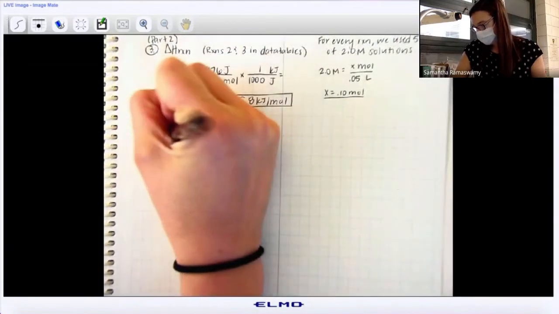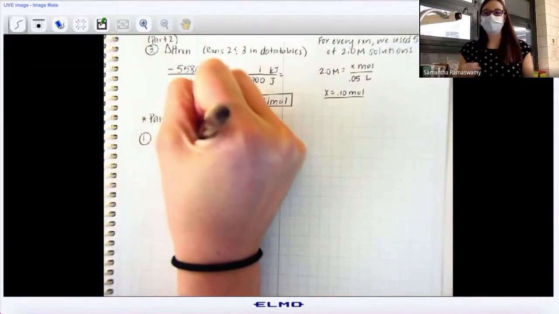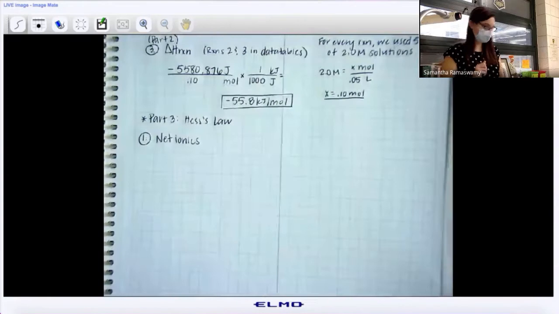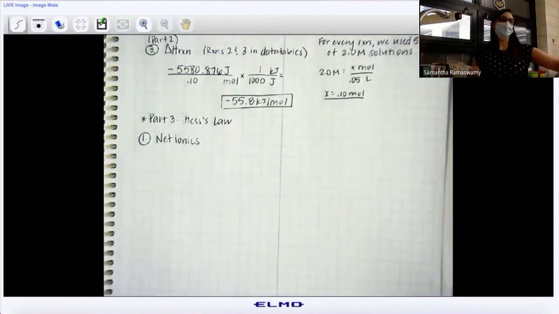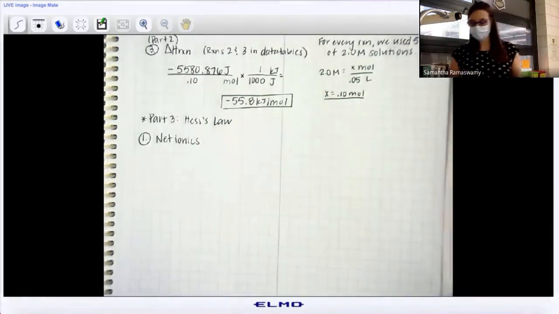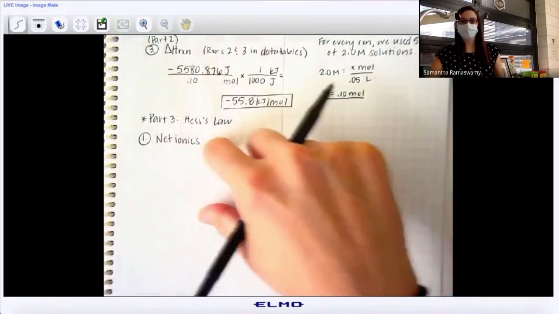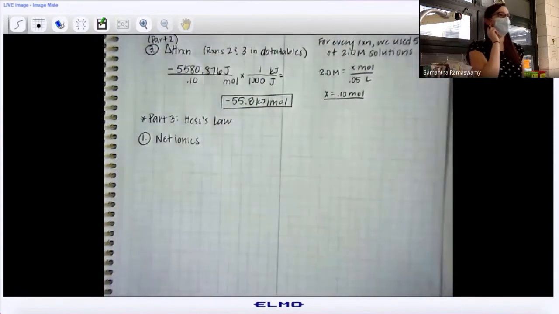So this is going to be, I'll label net ionics. So we get to review net ionic equations. Now, we're going to go through the net ionic equations together. I'm going to do it on a different piece of paper. Then we will transfer the net ionic equations into our lab notebook.